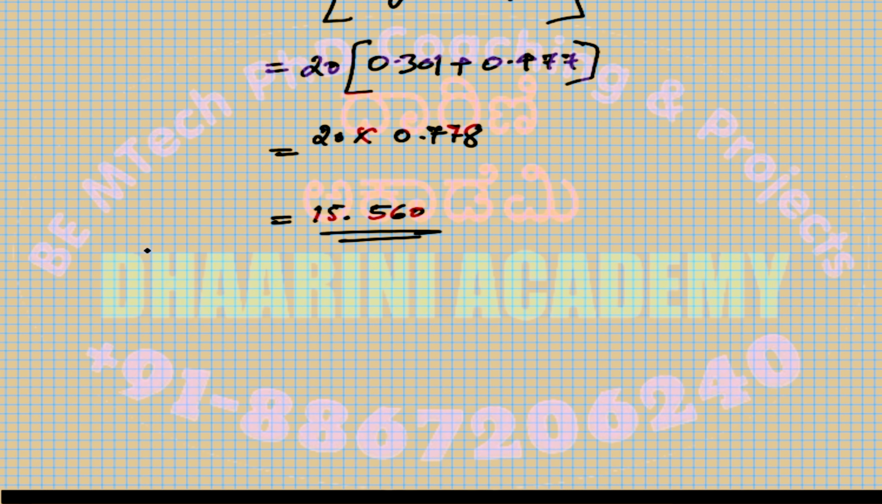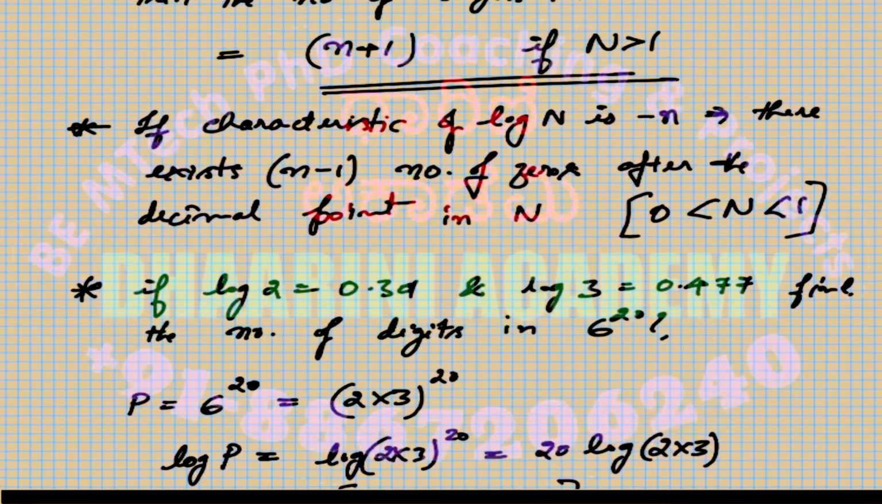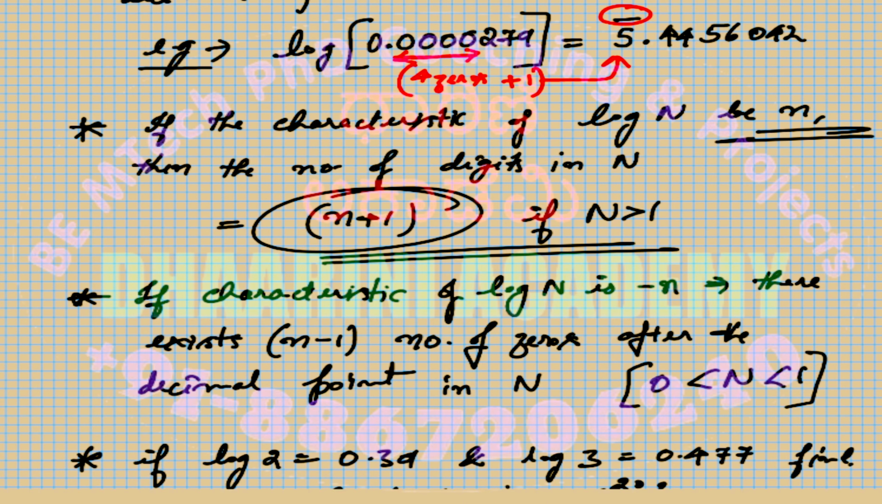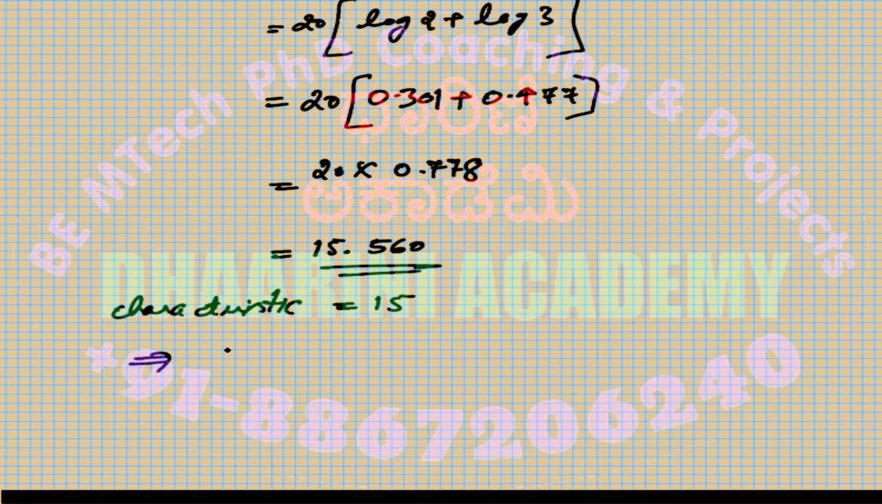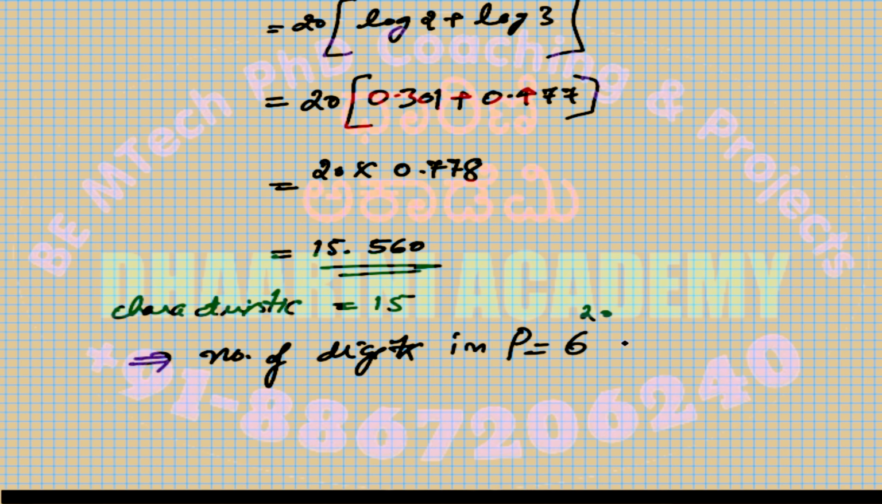When I say the log of the required answer is this, I just have to look at the characteristic. The characteristic is 15, and 6 to the power 20 is definitely a positive number. So I'll go back to this. If the characteristic of this is n, then the number of digits will be n plus 1. That's a very clear point, which we understood from the concept of the characteristic of a positive number. So this is a positive number. The characteristic is 15, which implies the number of digits in P equal to 6 to the power 20 is equal to 15 plus 1, that is 16.